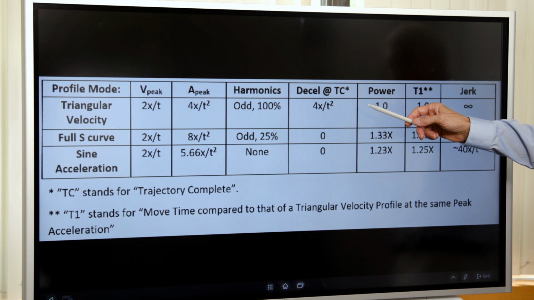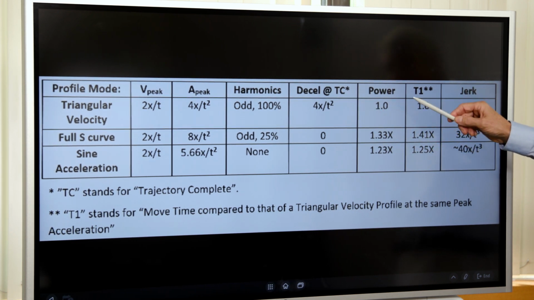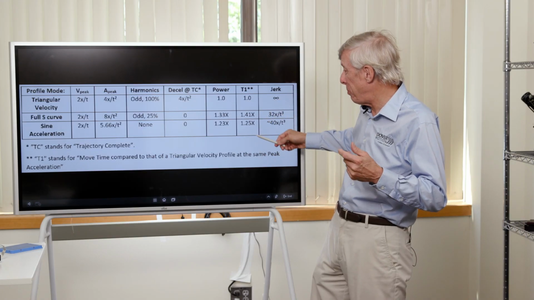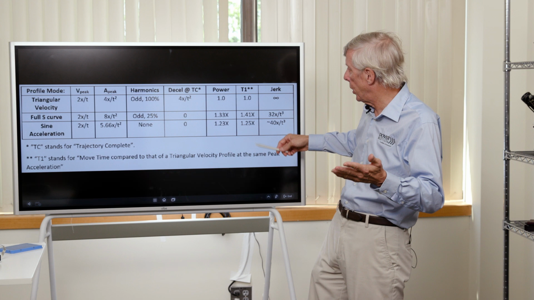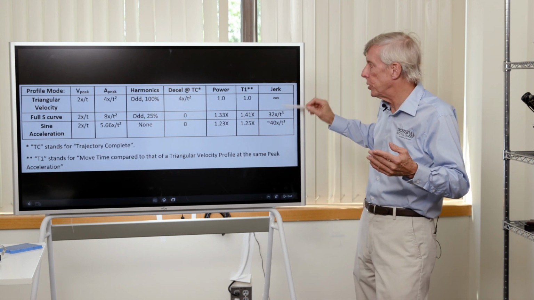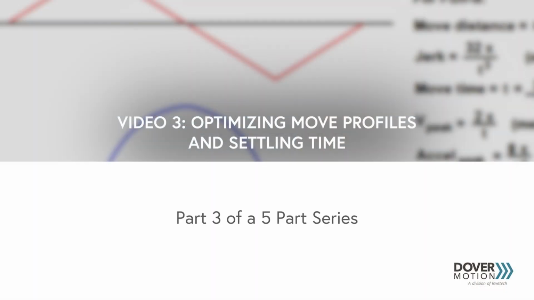This is the formula for decel. The power that the move uses changes. The move time compared to that of a triangular velocity profile changes. And the jerk goes from infinite to these 2 values for, again, the 3 different profiles.